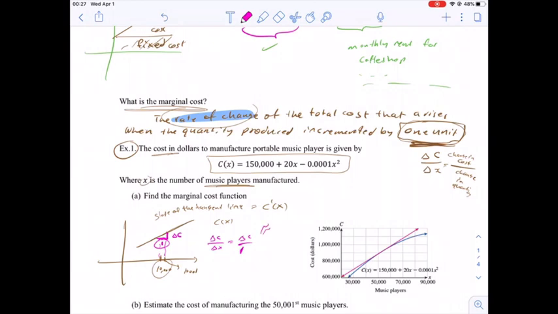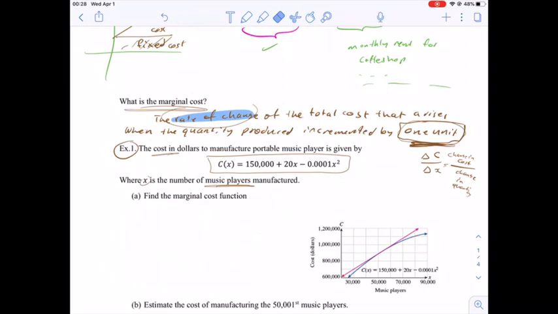So this is the derivative. This can be approximated by the derivative of the function at the value x. So that's what we mean by rate of change. Rate of change, or the slope of the tangent line, is the derivative. So that's the marginal cost.